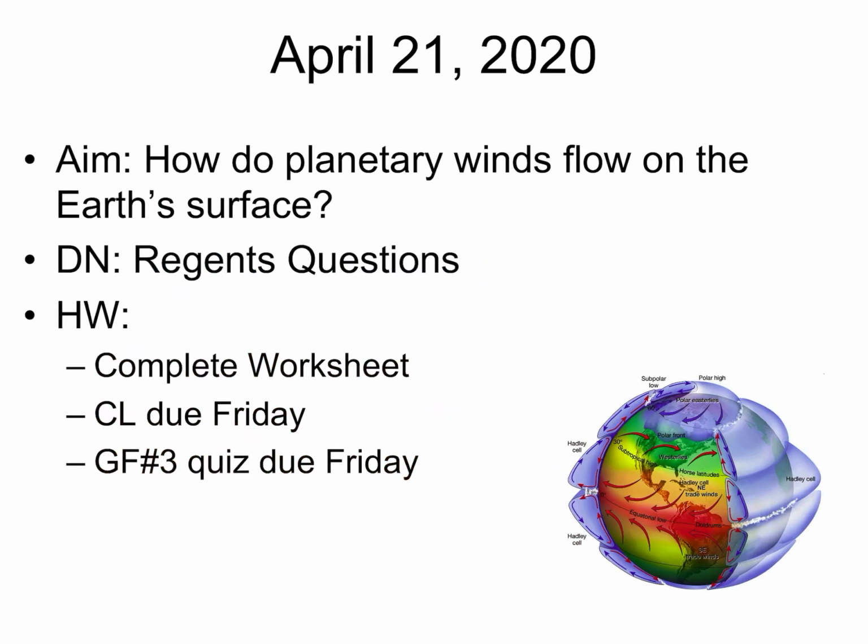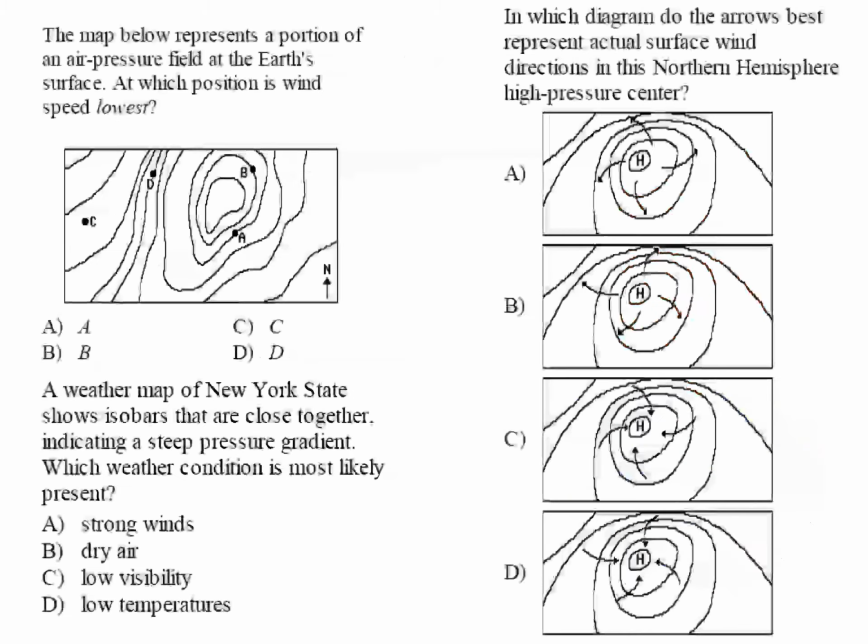Here is our aim. How do planetary winds flow on the Earth's surface? Just to warn you so that you can get it out now, you will need your Earth Science reference tables today, and that will be page 14. Please have it out and ready to go. I will be referring to it quite a bit today. All right. Do now questions.